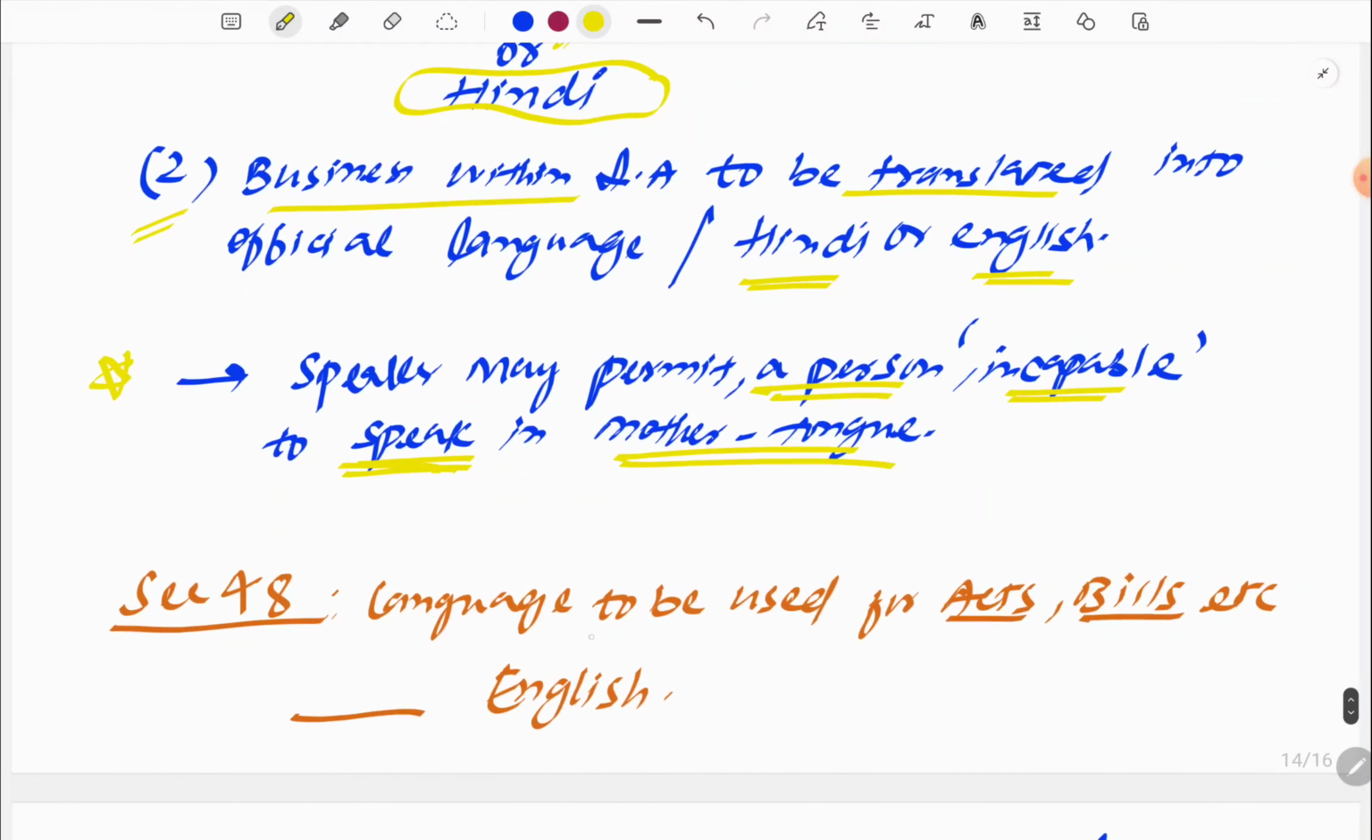Section 48 is about the language to be used for acts and bills. When any act or any bill is passed, it has to be passed in the English language. Just remember that, very important. Anything that has to be written or passed has to be in the English language only. Section 48.